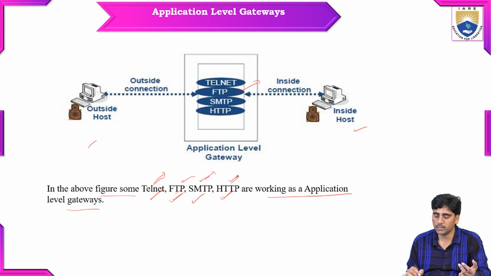And HTTP is also an application level gateway, working as a proxy between the application and the user, downloading applications from the client side. So the user is going to download the application from the application server. So HTTP acts as an application level gateway between the user and the application server.